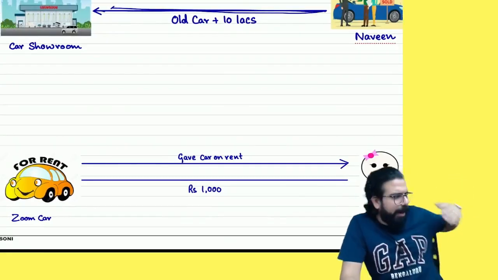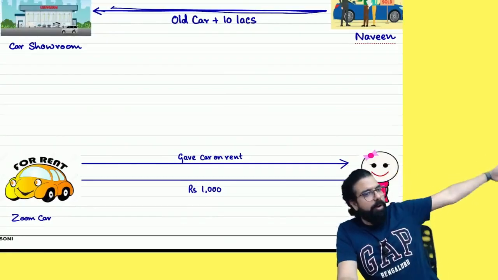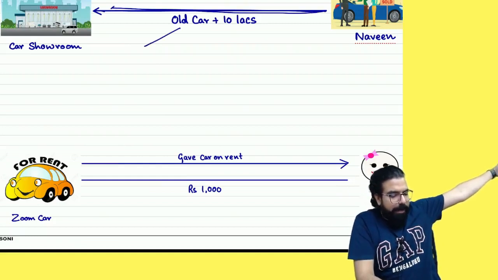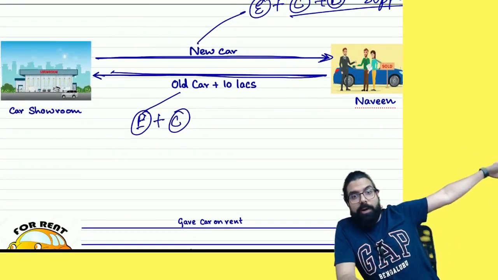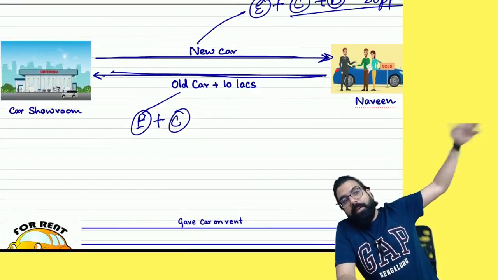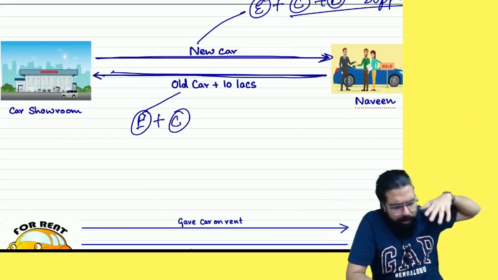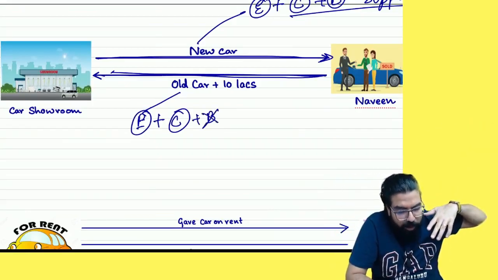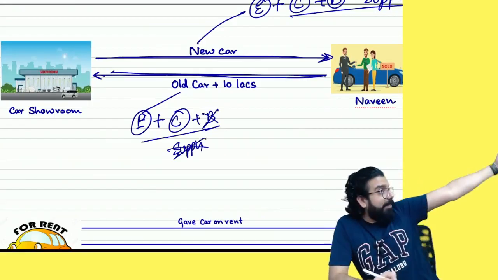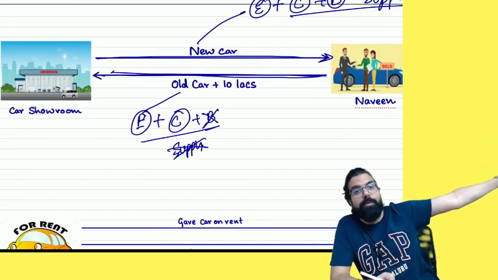Can we see from Naveen's angle also? I am giving my old car. Exchange. Is it for a consideration? I gave an old car. What am I getting in return? A new car. Is it my business to give an old car and take a new car? And hence, from my angle, it is not a supply. Hence, will I charge GST and collect GST?